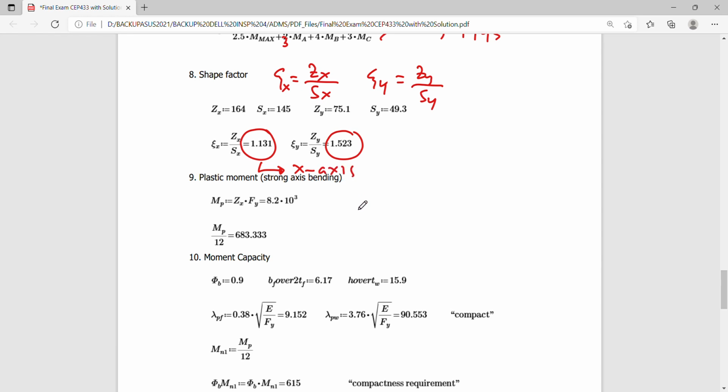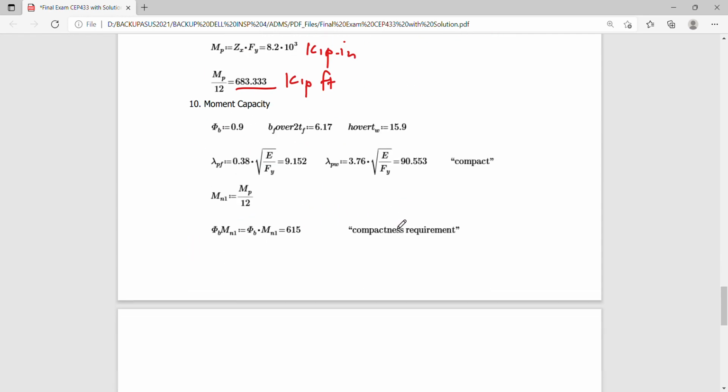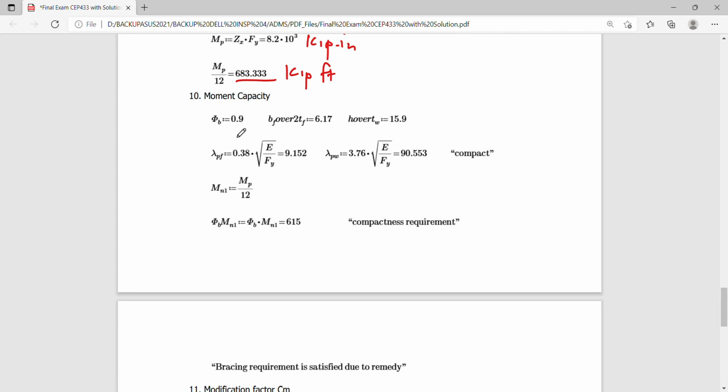For the plastic moment, we now simply make use of the formula Mp equals Zx Fy, but this is in kip-inch because your Fy is in ksi, so I simply divide it by 12 to get a value in kip-foot. For the moment capacity, we have here your bending moment reduction factor 0.9, again your bf over 2tf and h over tw are given here from the table.